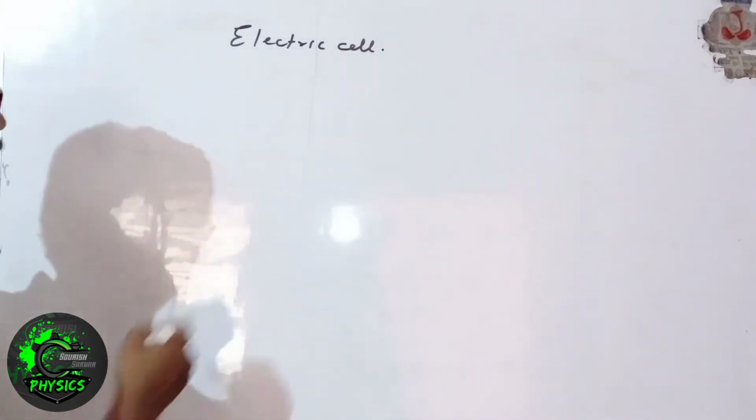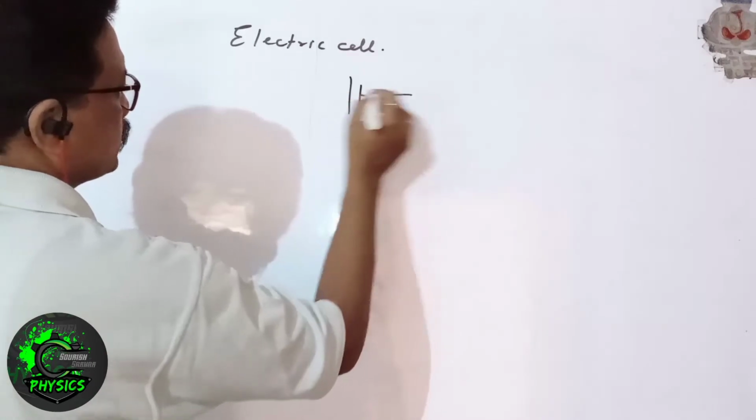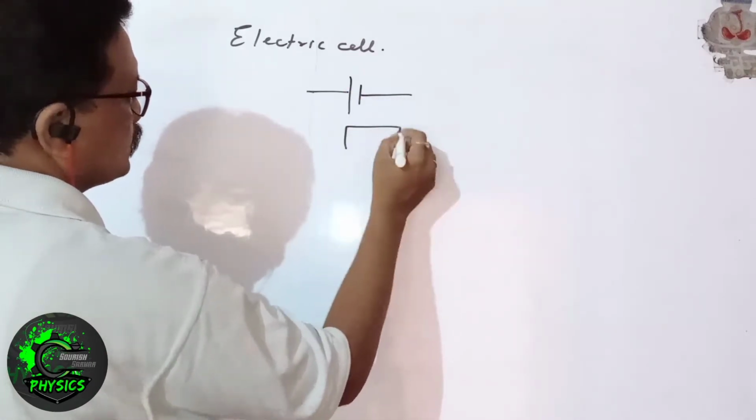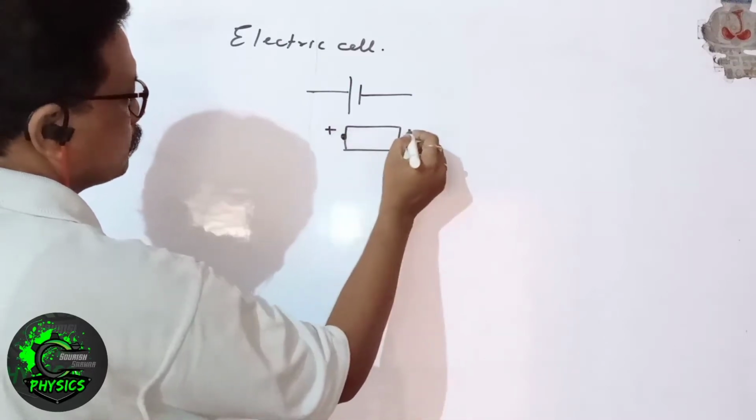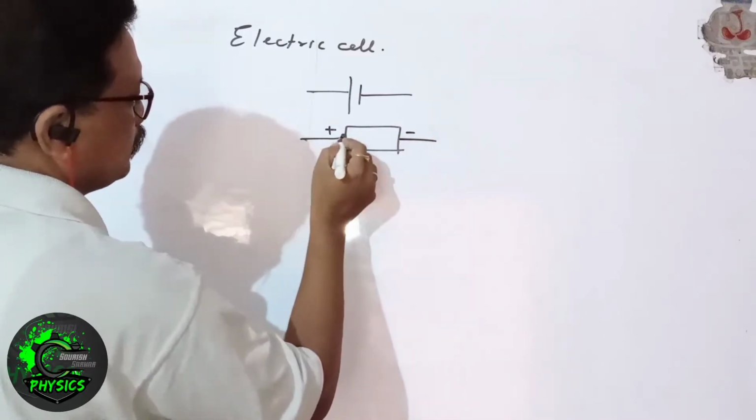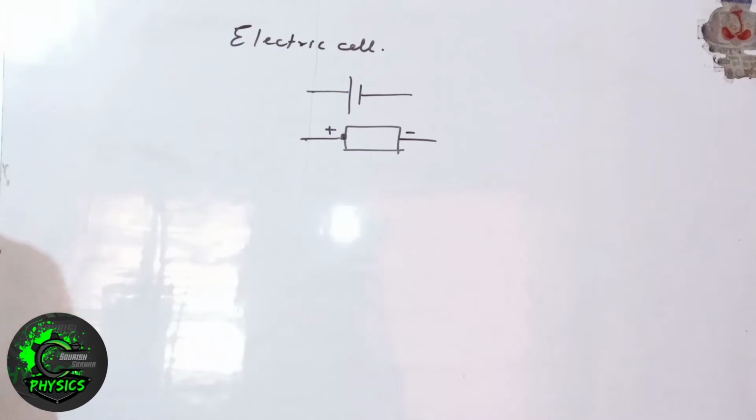Today we discuss the electric cell. What is an electric cell? All of you know the cell is represented by this symbol. Generally the dry cell we use has one positive and one negative end. So what is an electric cell?